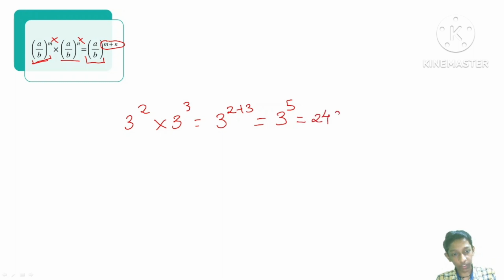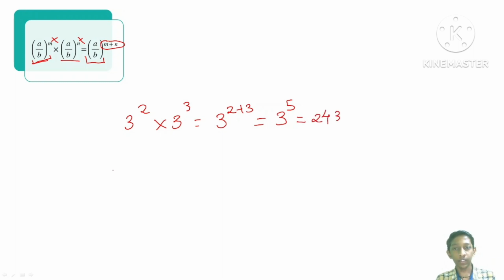Let's take an example. 3 raised to the power of 2 into 3 raised to the power of 3. This is equal to 3 raised to the power of 2 plus 3, which is equal to 3 raised to the power of 5. That is equal to 243.